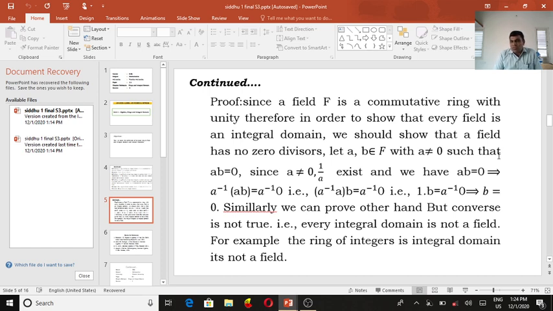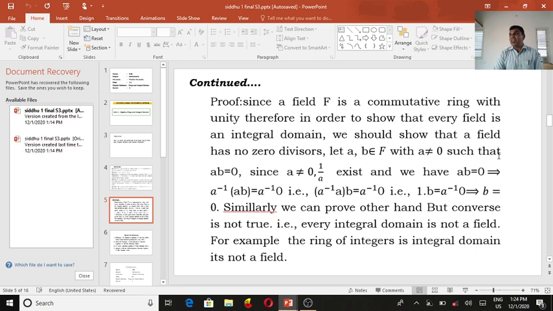We prove the other part: not every integral domain is a field. For example, the ring of integers is an integral domain but not a field. Why? What does the set of integers contain? Minus 3, minus 2, minus 1, 0, 1, 2, 3. So 1 is there, 2 is there. Is 1 by 2 in Z? No, 1 by 2 is not in Z.